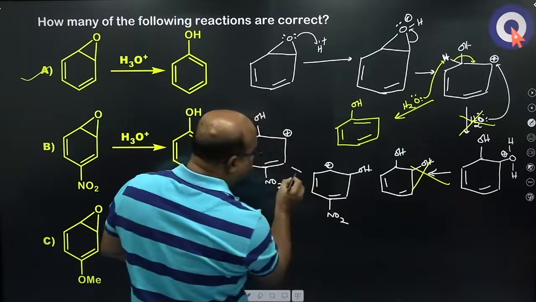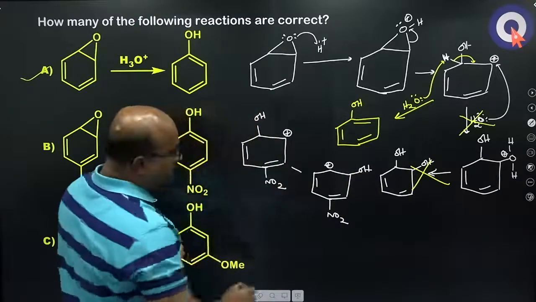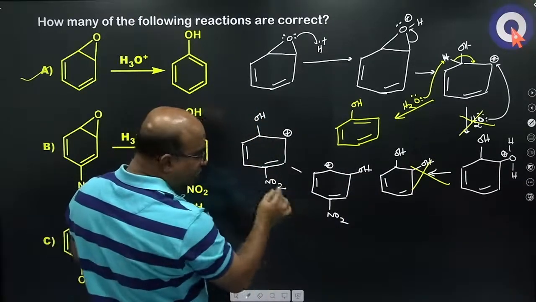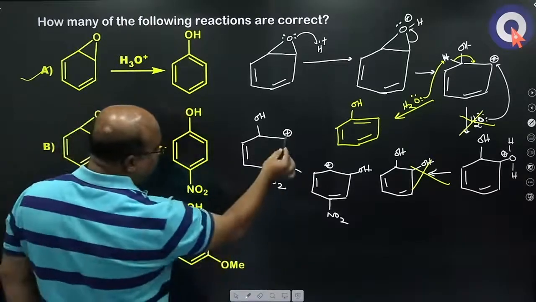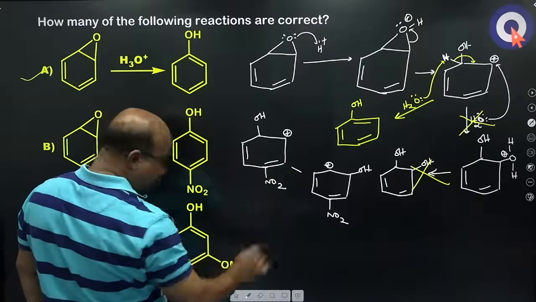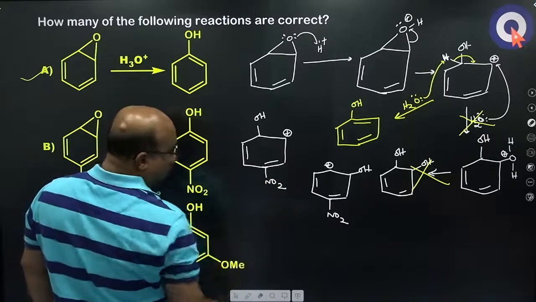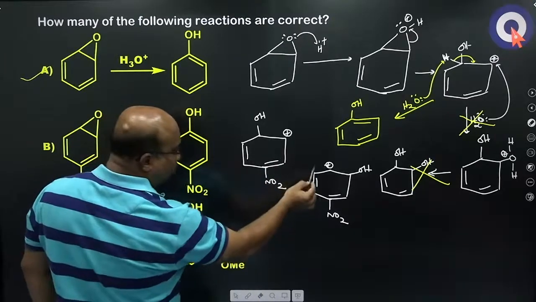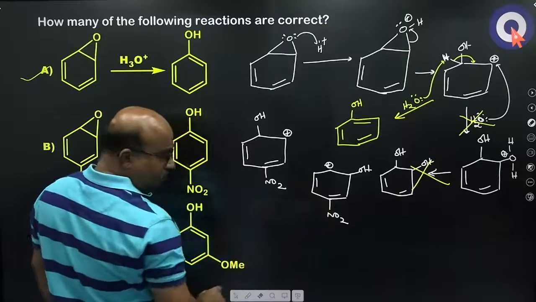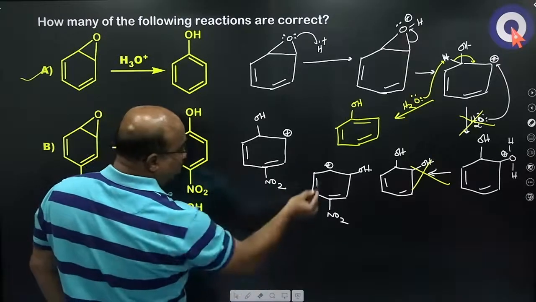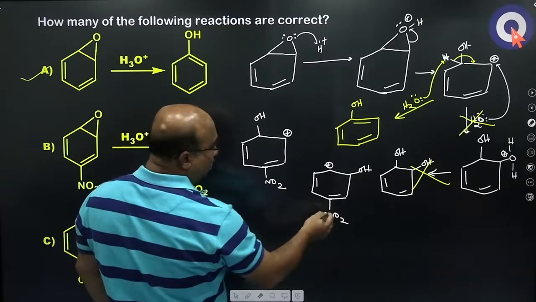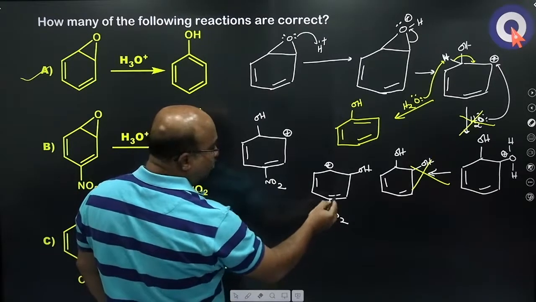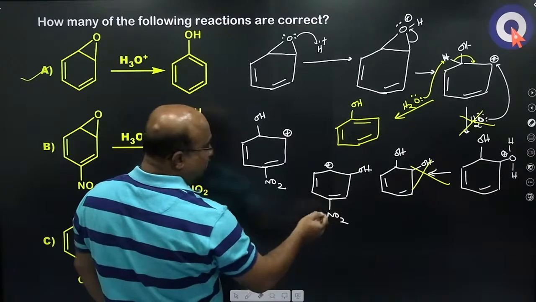So between these two, which is more stable? This positive charge is in conjugation anyhow. Here also the positive charge is in conjugation. But this NO2 group is now acting like a minus I affecting group. So this pi bond can shift like this.